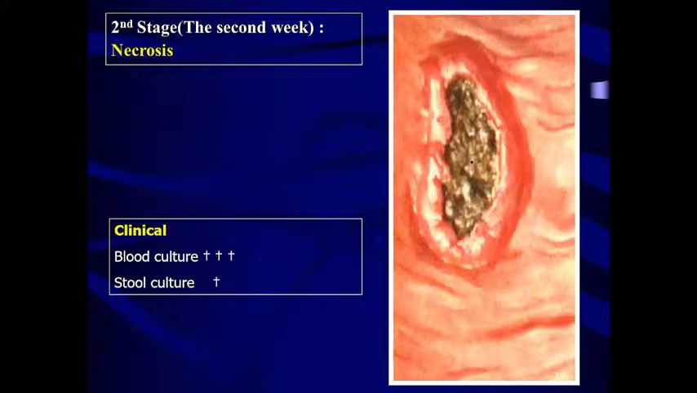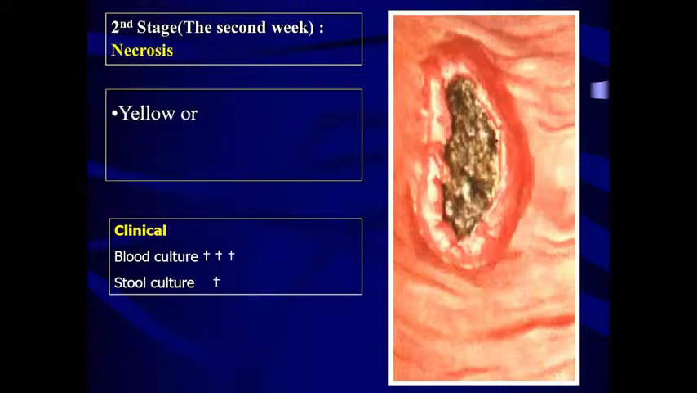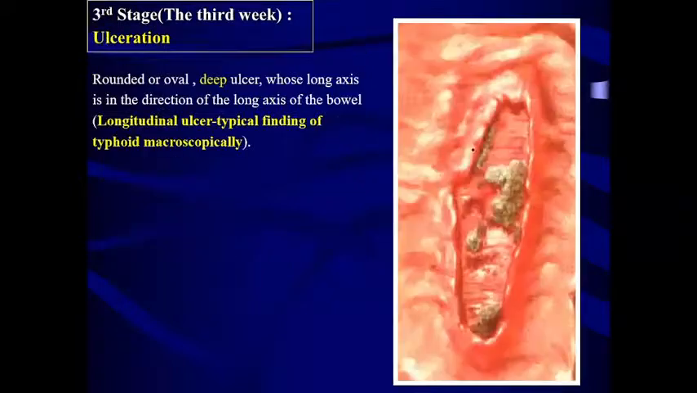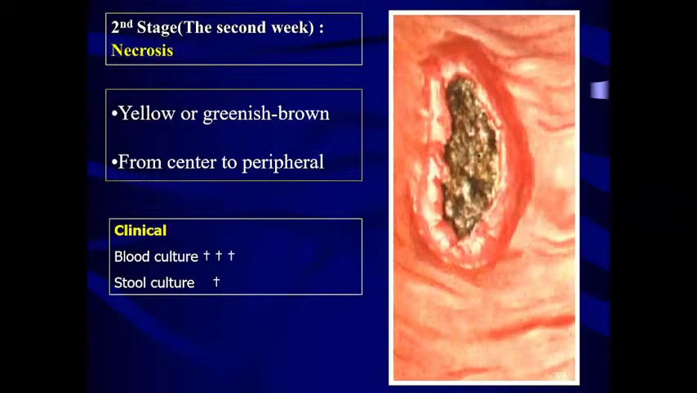Stage 2, which is the second week, then you have necrosis. Yellow, greenish brown, necrosis which occurs from the center laterally or peripherally. Here you start getting release of bacteria into the lumen. Blood culture is still positive in week 2, and you start having positivity of the stool.